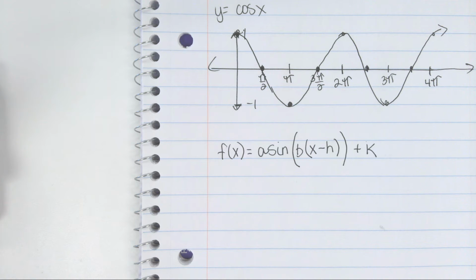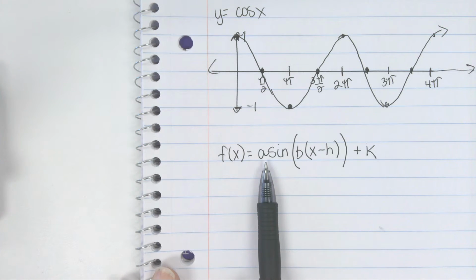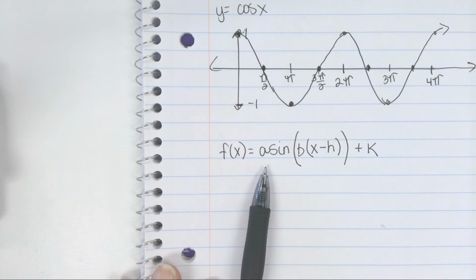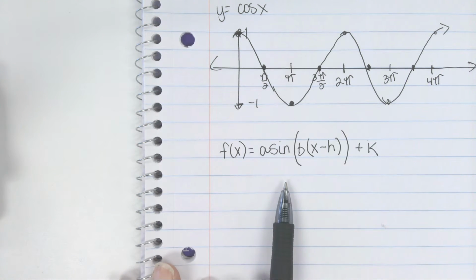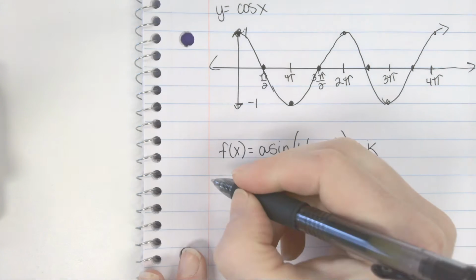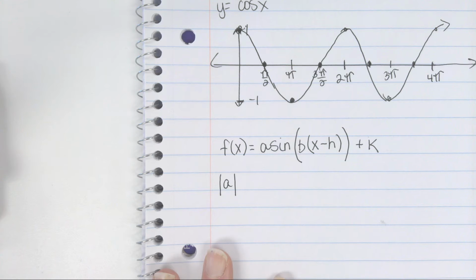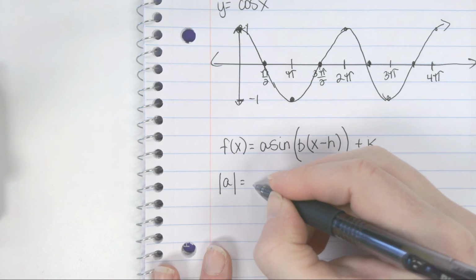This becomes pretty important that you know what these things do, so I'm going to just go piece by piece. This number in front, think of transformations. Wasn't that like a vertical stretch or shrink? It does. It either makes the wave higher or lower. We call it the amplitude. So the absolute value of that number in front is the amplitude.